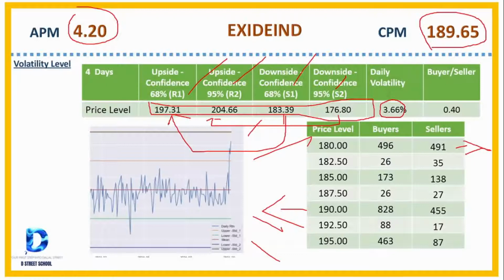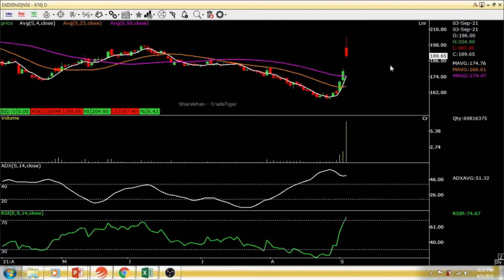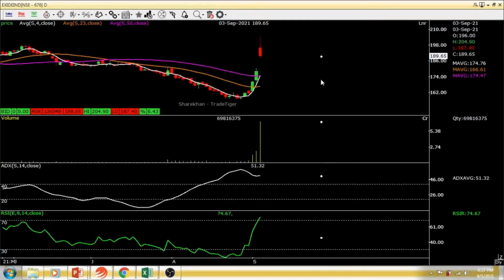Let us now do the technical analysis. We'll predict the market direction, whether EXIDE India is going to be bullish, bearish or flat, and how it's going to behave in the upcoming trading session. So we'll start doing the chart analysis. What you are seeing on the screen now is the EXIDE India daily chart.